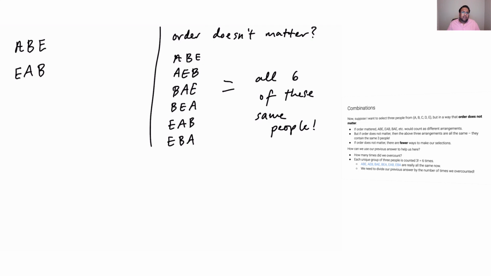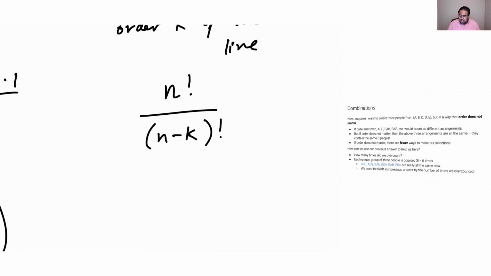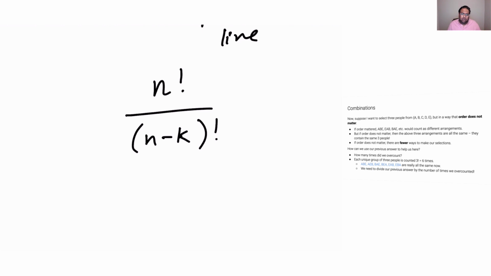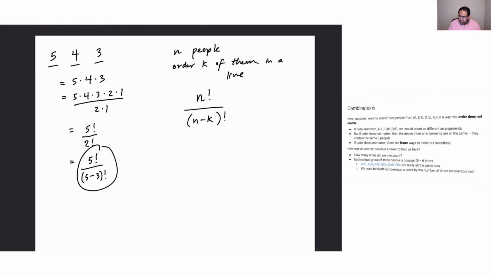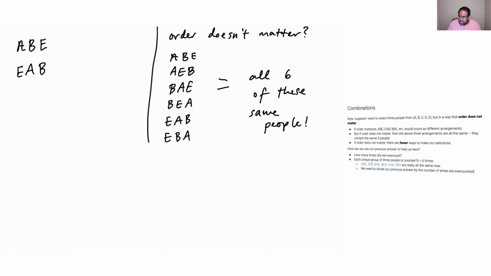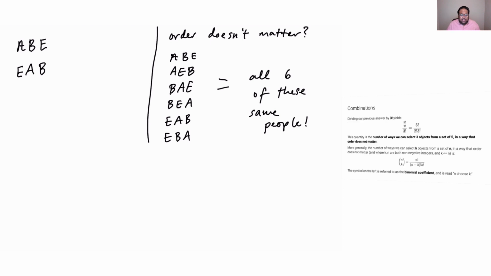So what we want to do is figure out how we can adjust our answer from before, this n factorial divided by n minus k factorial quantity, to now represent the total number of ways we can select k people where order doesn't matter. And the thing to realize here is that we overcounted by k factorial for each unique arrangement. For example, all 6 of these, 6 being 3 factorial, contain the same people, but we counted them 6 times for the group of people A, B, and E. So what we now need to do is divide our previous answer by k factorial. And that's exactly what we will do.